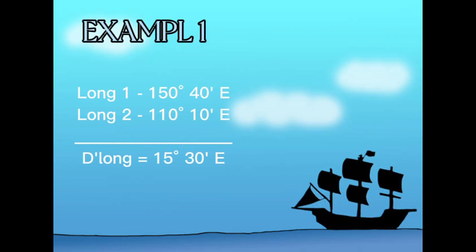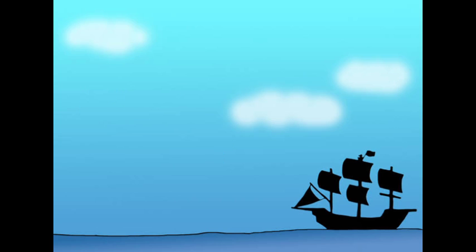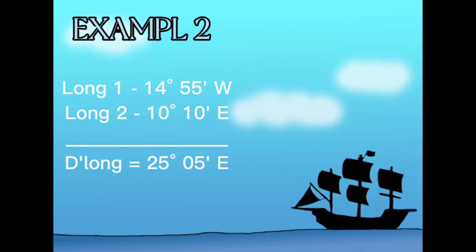Example number 1. From the departure 150 degrees and 40 minutes east to arrival 110 degrees and 10 minutes east. So the dilong is equivalent to 15 degrees and 30 minutes east. Example number 2. From the departure 14 degrees and 55 minutes west to the arrival 10 degrees and 10 minutes east. So the difference of longitude is equivalent to 25 degrees and 05 minutes east.